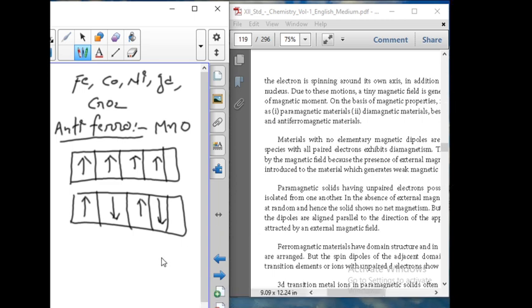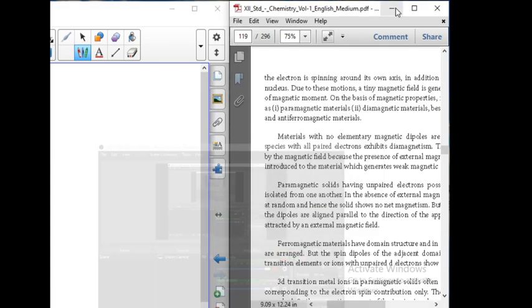Okay, so today we are discussing only the standard electrode potentials and magnetic properties. So, magnetic properties: how to calculate the magnetic moment of the electrons of d-block elements. The magnetic moment of the electrons can be calculated. There is a formula for the 3d transition elements.